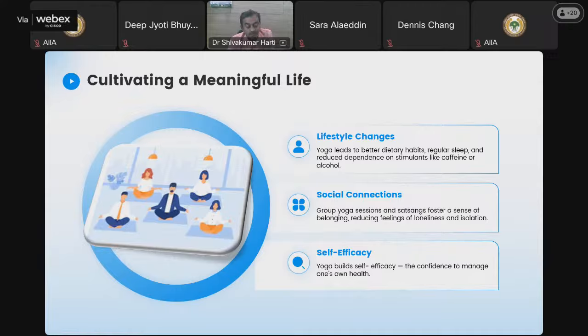Even group yoga sessions and satsangas foster a sense of belonging. They reduce the feeling of loneliness and isolation that are very common in old age. Moreover, yoga builds self-efficacy, the confidence to manage one's own health. Through this integrative approach, yoga transforms aging into an opportunity for self-growth rather than decline.